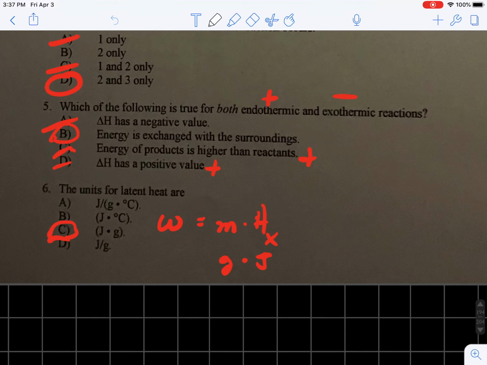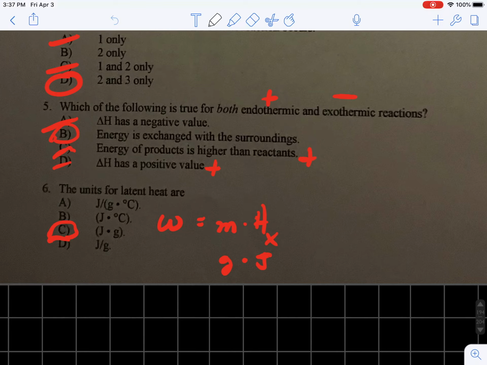And number 5, which is true for both endo and exo. Endothermic has a positive delta H, not a negative. So A is eliminated. Energy is exchanged. Well, that's always true for any reaction. So we can select that, and then we really didn't have to read further. But you should always read the rest of the answers because sometimes it's a matter of choosing the best answer.